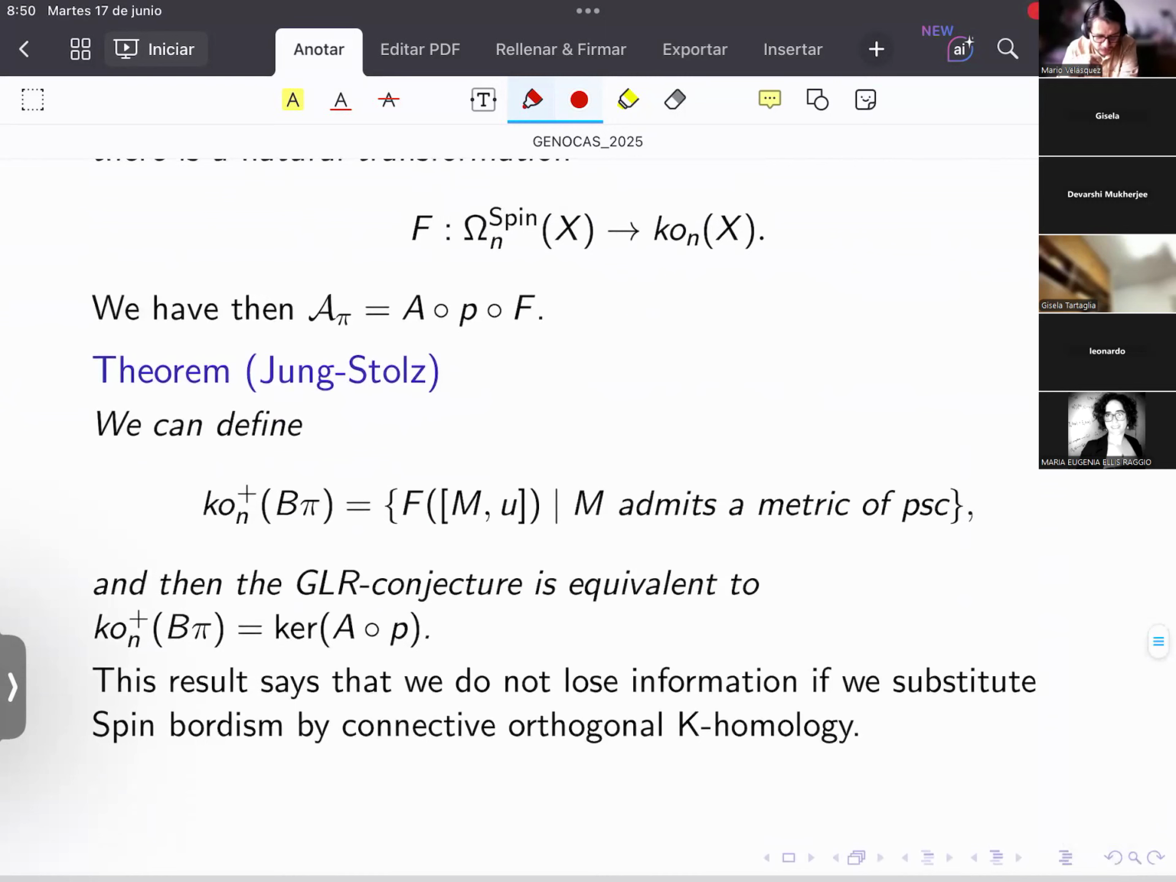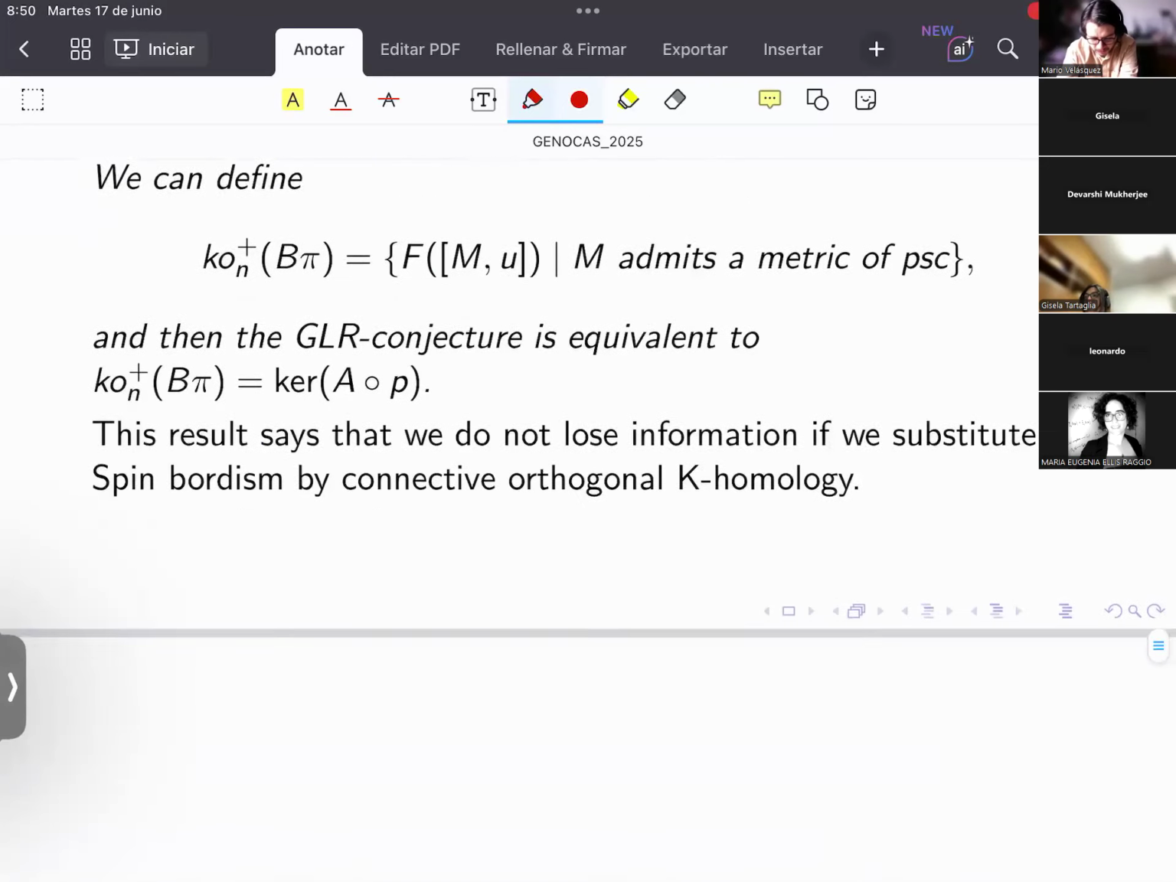We do not lose information if we substitute spin bordism by connective orthogonal K-homology groups.